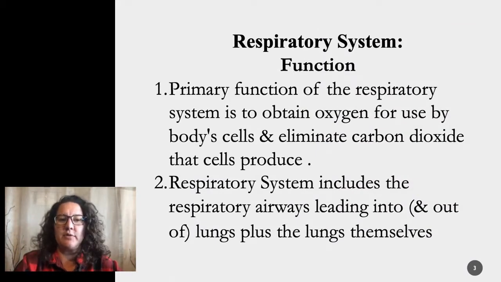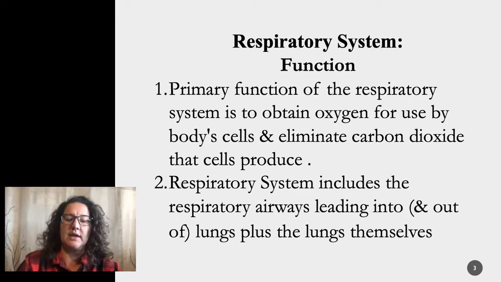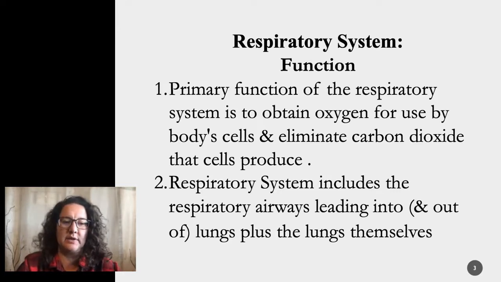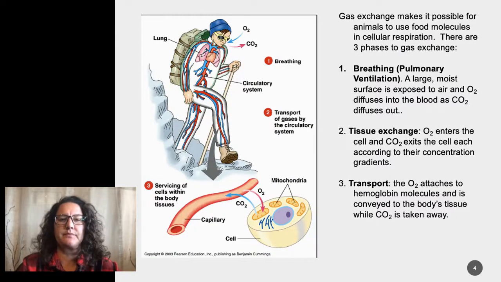The primary function of the respiratory system is to obtain oxygen, to allow the body cells to use that oxygen in cellular respiration, and then to eliminate carbon dioxide that our cells produce in cellular respiration. The respiratory system includes the respiratory airway leading into and out of the lungs, plus the lungs themselves. The gas exchange in the respiratory system makes it possible for animals and humans to use food molecules in cellular respiration. And there are 3 phases to gas exchange.